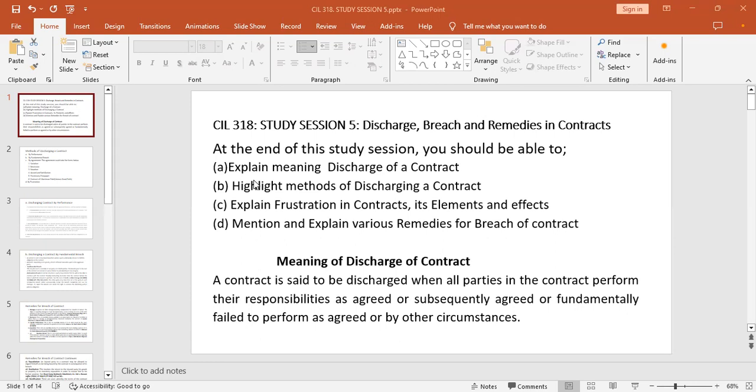So we can simply say a contract is discharged when all the parties perform the responsibility agreed in the contract. But where they do not perform the responsibility, it could also be discharged where they fail totally to perform, or where circumstances make them not to perform. They will be discharged and not be allowed to be involved in further performance of that particular contract. And this is what we basically refer to as discharge of contracts.